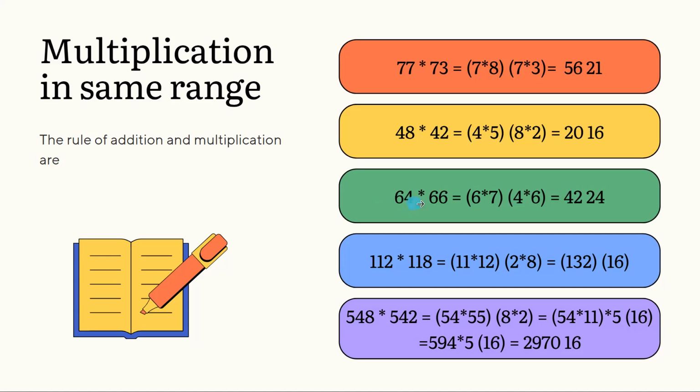So once again, 64 into 66, right? First of all, both are in the 60 range, and then 4 and 6 sum up to 10. So 6 into 7, that is 42, and then 4 into 6 is 24. So that is how we have written 4224.